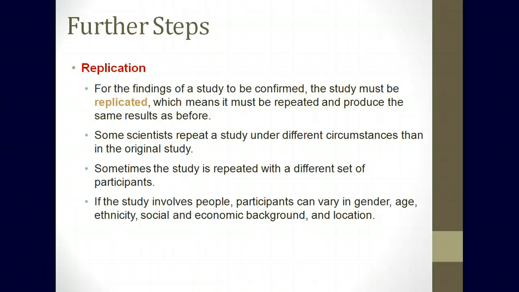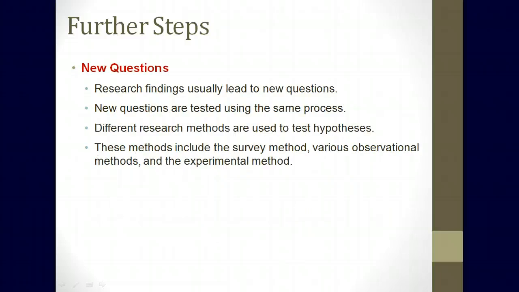But that is the point of replication. The more it can be replicated and the more it produces the same result, the more your theory is solid. It's more concrete when that can happen. The next step, or the last step, is it usually leads to new questions. So why does viewing violence make children more violent? That's a new question. If we know that it does, why does it do that?